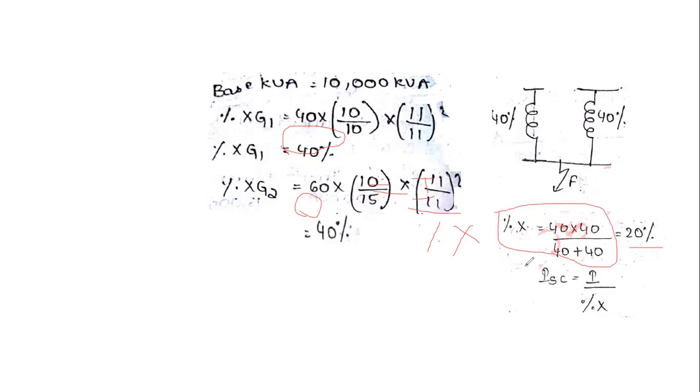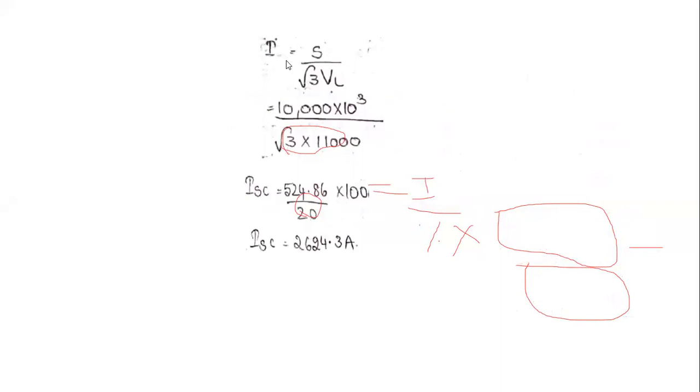Then we calculate the short circuit current, that is ISC. ISC is equal to I by percentage X. First we calculate the current I. What is the formula for I? I is equal to S by root 3 VL. The power is taken as 10,000 kVA by root 3 into VL, which is 11,000.